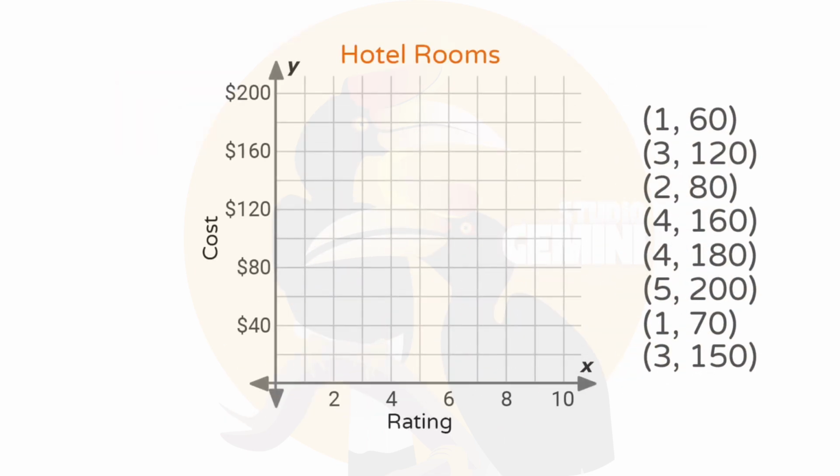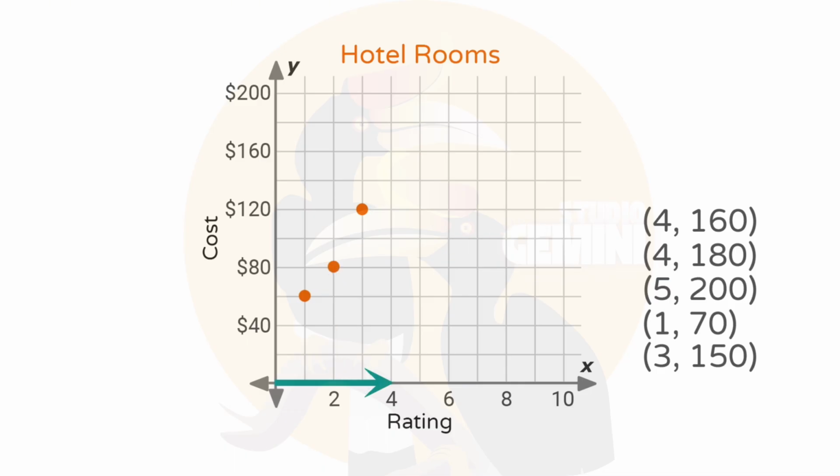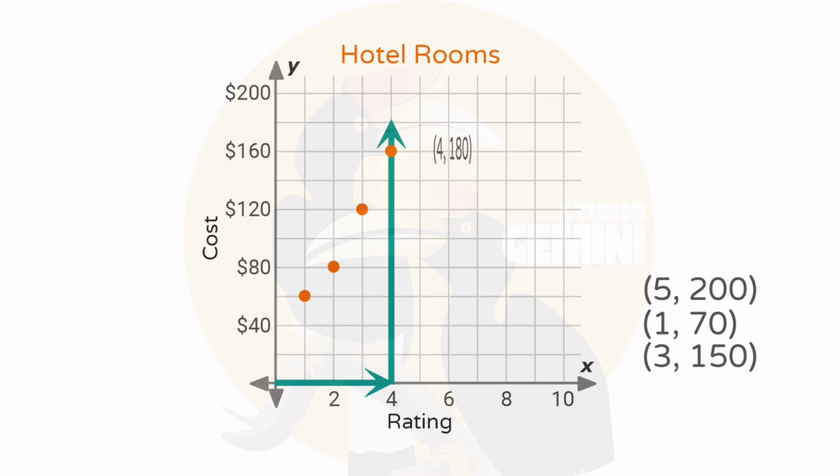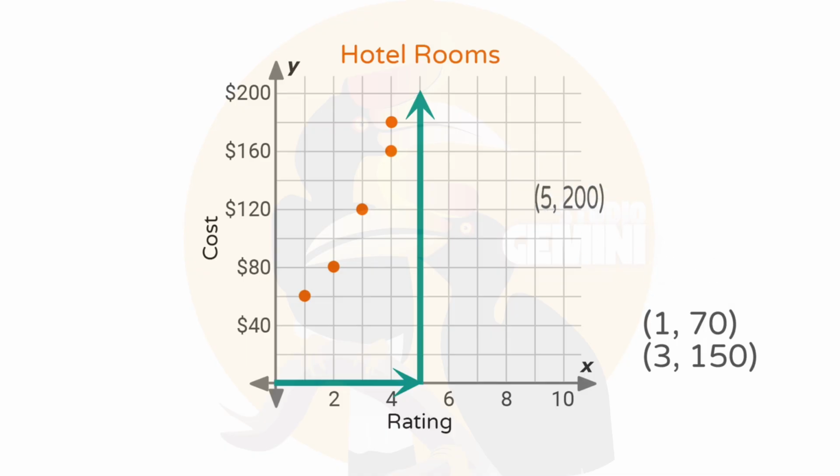Let's plot the points. 1 in the x direction, 60 in the y direction. Our point goes here. 3 in the x direction, 120 in the y direction. Our point goes here. 2 in the x, 80 in the y, here. 4 in the x, 160 in the y, here. 4 in the x, 180 in the y, here. 5 in the x, 200 in the y, here.